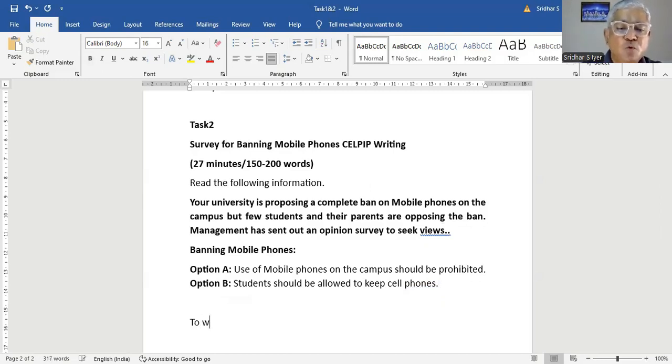To whom it may concern. Students should be allowed to keep cell phones with them because it has become a quintessential part of our lives, so we can say that. How will you start it? Your university is proposing a complete ban. You can start by saying, in my opinion, but that is not going to fetch you a very good score, because if you are creative enough, then the assessors will be left with no other option to give you CELPIP 11 or 12. Let's try and attempt it in this contemporary world.